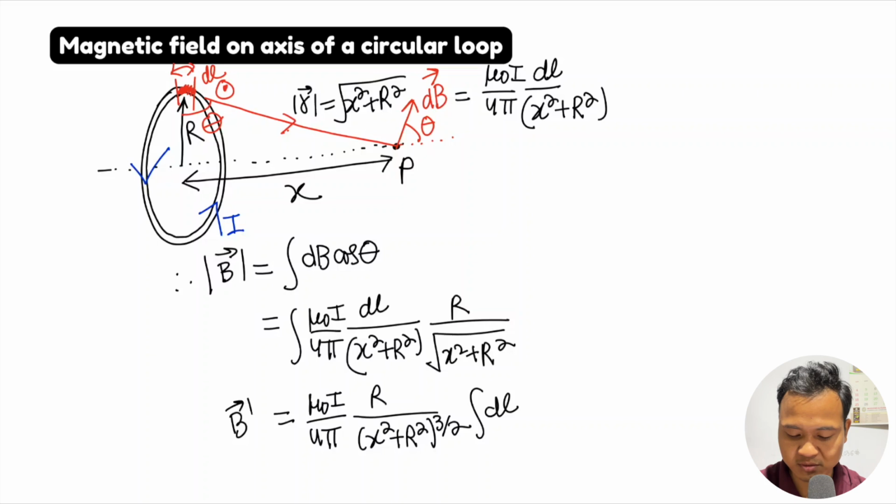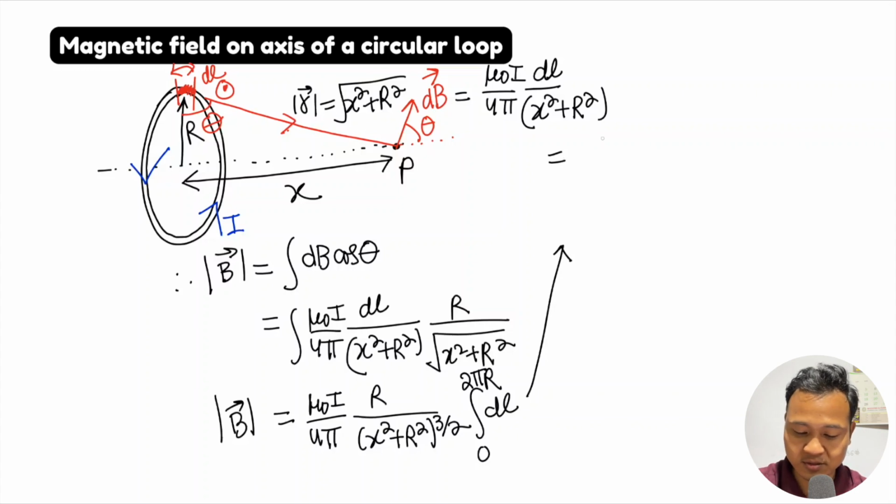So I write integral dl. We integrate dl all the way around, so it is the circumference of the circle. So the limit will be from 0 to 2 pi r. Integration of dx is x, so integration of dl is l, and you put the limit from 0 to 2 pi r.